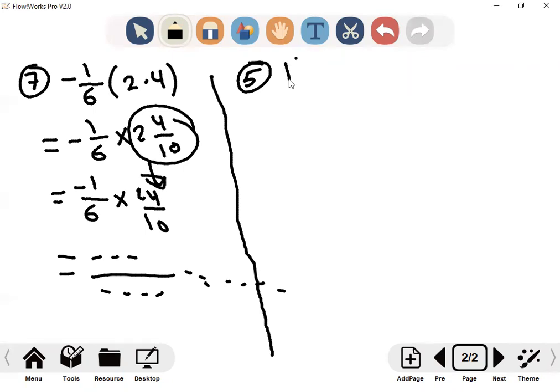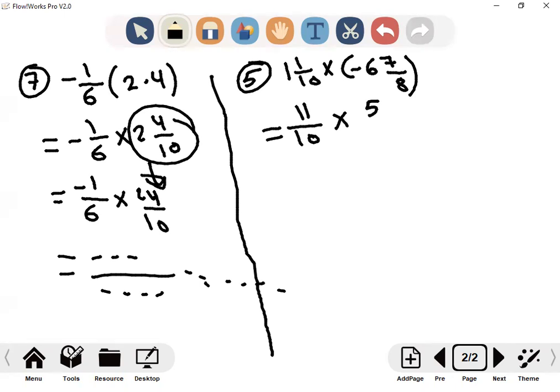Come on, 1 and 1/10 multiply -6 and 7/8. Yes. We have mixed numbers. What do we do with them? Turn them to fractions. 10 multiply 1, 10 plus 1, 11/10. Multiply the other one the same. 8 multiply 6, 48 plus 7, 55, right? 55/8 and the negative for the 55.